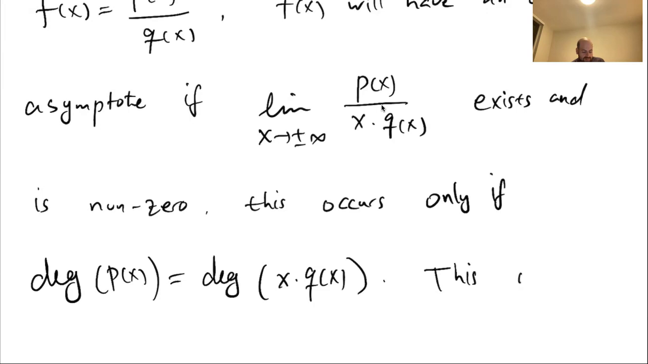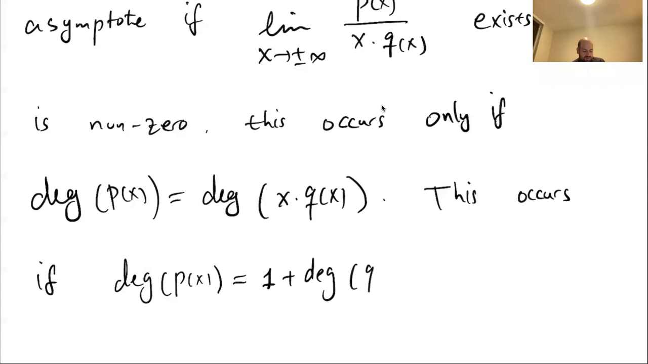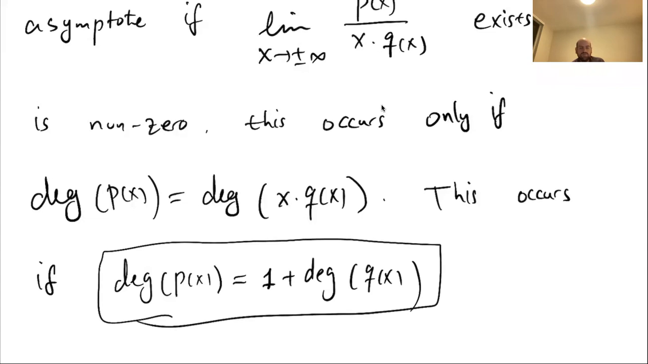And this occurs if the degree of p of x is equal to the degree of x times q of x, which is 1 plus the degree of q of x. If the degree of p is 1 plus the degree of q, then the function will have an oblique asymptote. Otherwise, it will not have an oblique asymptote. So the only type of rational functions which have oblique asymptotes are the rational functions where the degree of top is 1 unit more than the degree of bottom.